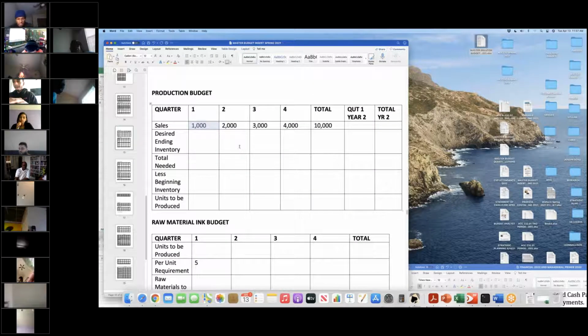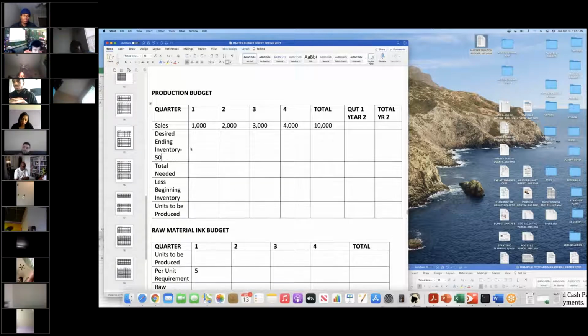All right, let's do this production budget. It says that our desired ending inventory is 50% of next month's sales. So not only do you have to produce what you're selling when we sell the bookshelves, but you also have to produce half of these items. So when the first quarter comes in, you have some inventory available. So you have to produce 1,000 you're selling and 50% of these. So this is 1,000. So the total needed is 2,000. That's what you have to produce. You don't have any beginning inventory. So the units to be produced is 2,000.